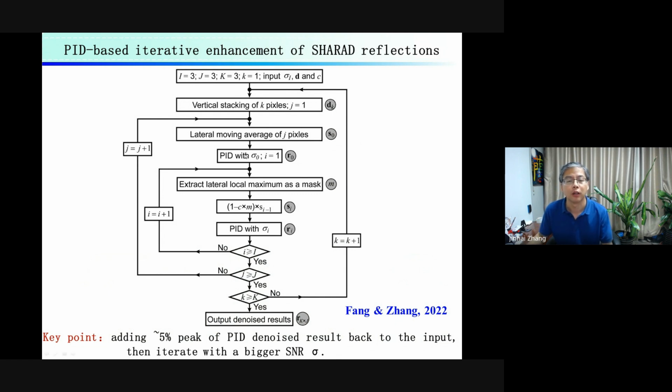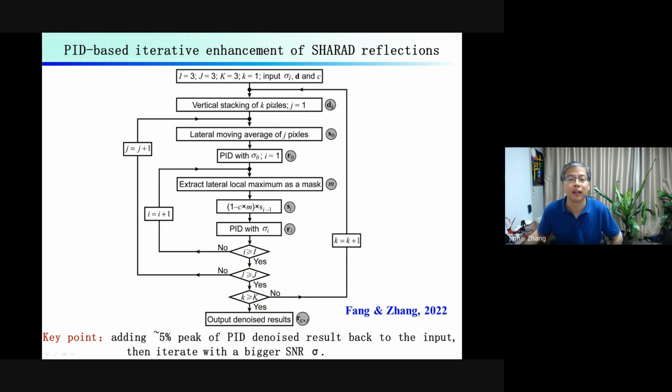It's non-traditional because people usually do not add the denoised result back into the original profile or the input data. That will ruin the reflectors, at least to my imagination. But finally, to our surprise, this method works very, very well. His idea is based on the PID. First, we set some iteration times and some local vertical or horizontal pixels to make a combination. After that, we can have an initial noise level estimation, and then we can do some vertical stacking of k axes.